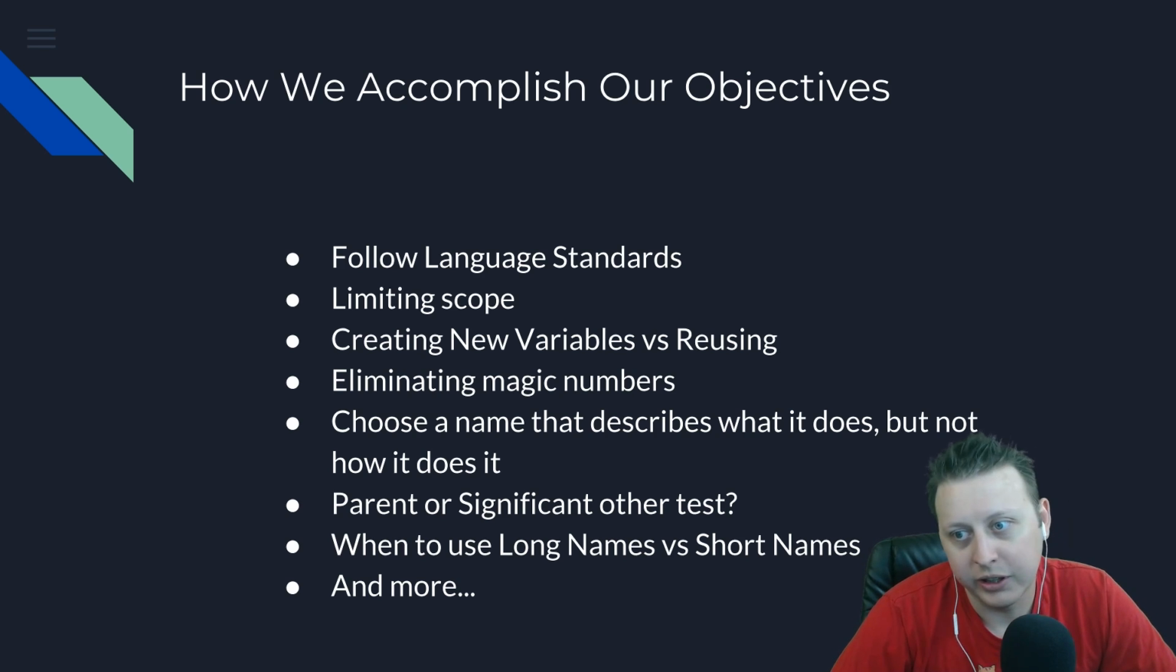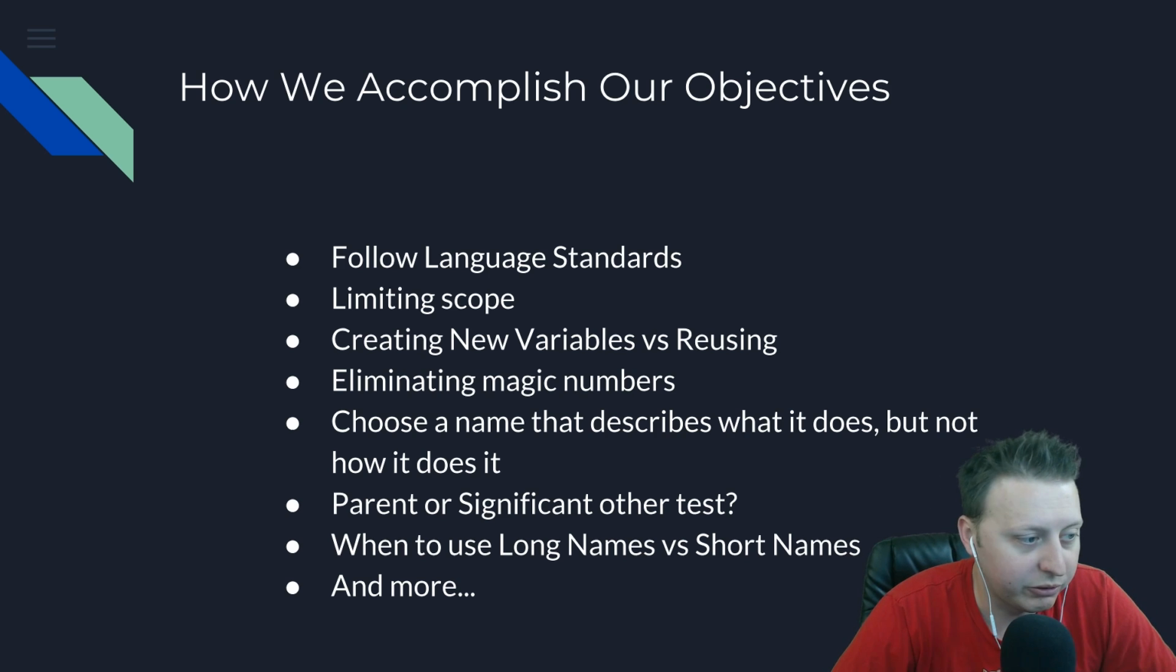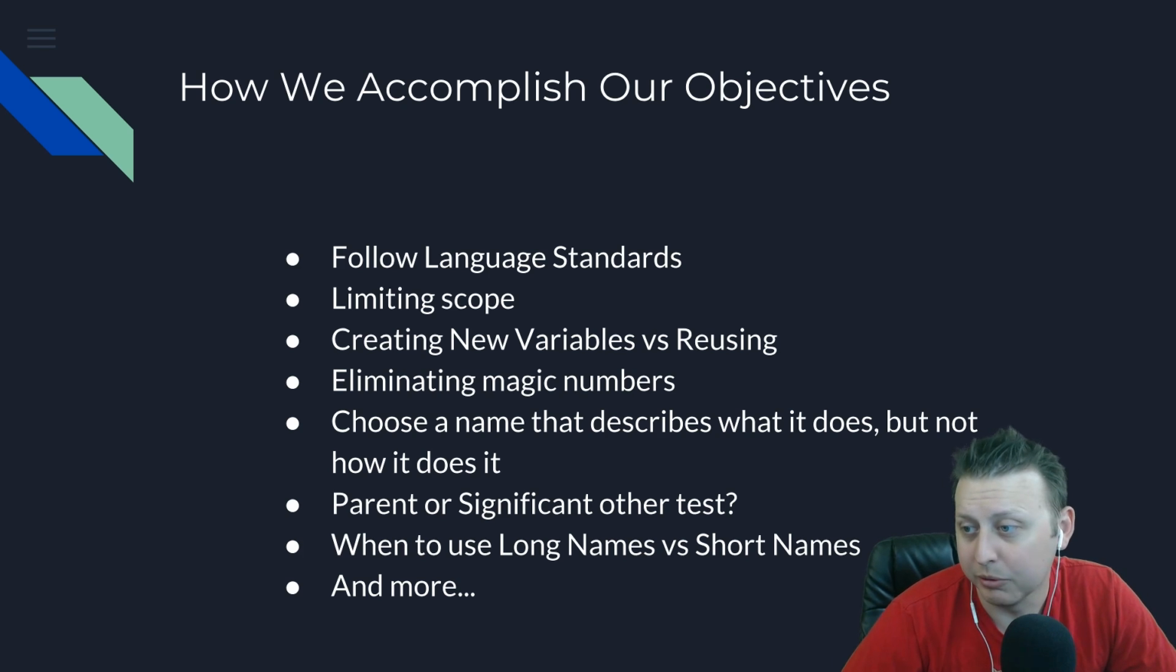We're going to talk about following language standards, limiting scope of variables. We're talking about creating new variables versus reusing them, eliminating magic numbers and magic strings and items like that in general. We're going to talk about naming variables. We'll spend a good portion of time talking about that, about choosing a name that describes what a variable does or what its purpose is, not how it does it.